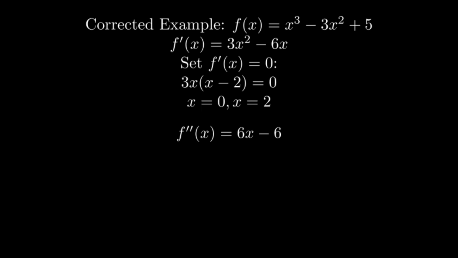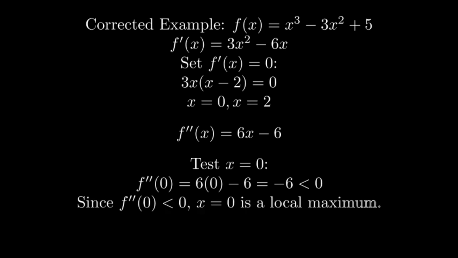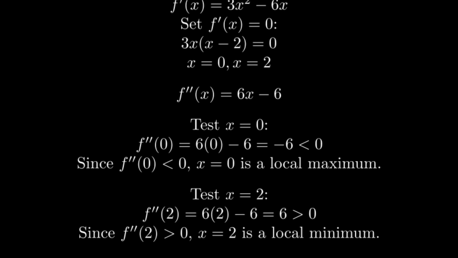Now we evaluate the second derivative at each stationary point. First, for x equals 0, f double prime of 0 is 6 times 0 minus 6, which is negative 6. Since the second derivative is negative, the function is concave down, and x equals 0 is a local maximum. Next, for x equals 2, f double prime of 2 is 6 times 2 minus 6, which is positive 6. Since the second derivative is positive, the function is concave up, and x equals 2 is a local minimum. And there we have it. We found and classified the stationary points without having to test intervals on the first derivative. It's a very efficient method when it works.